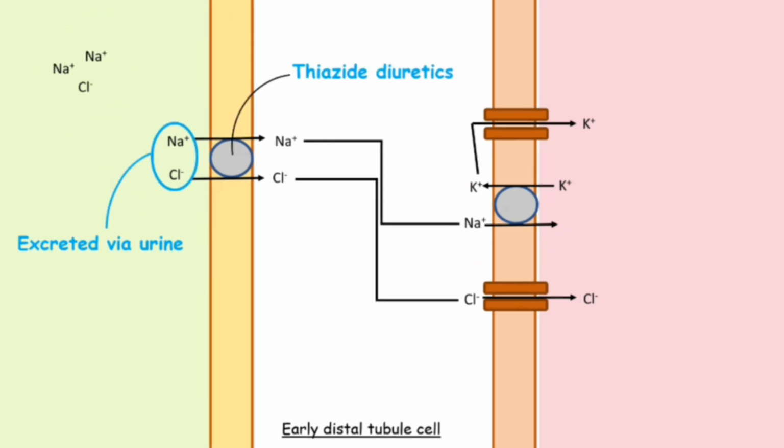Now, in the presence of thiazide diuretics, what happens is they inhibit the sodium chloride symporter, which inhibits the entry of sodium and chloride into the cell, and thus they are excreted via urine.